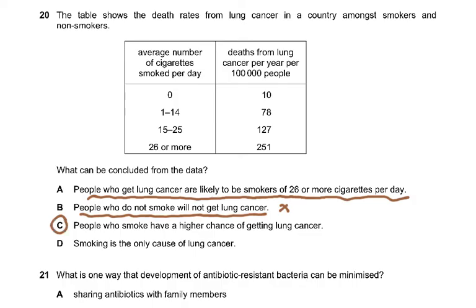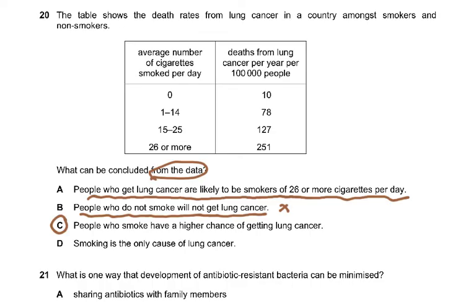Smoking is the only cause of lung cancer. No, the data doesn't tell you anything about anything else. It just tells you the average number of cigarettes smoked per day, and the deaths from lung cancer per year per 100,000 people. So it's not telling you anything else. Don't think that it's telling you something which it is not. What can be concluded from the data? The conclusion is only that people who smoke have a higher chance of getting lung cancer. We have not investigated any other things.